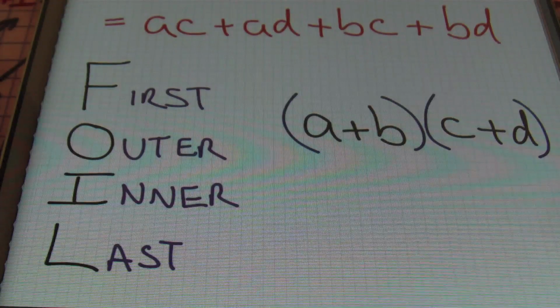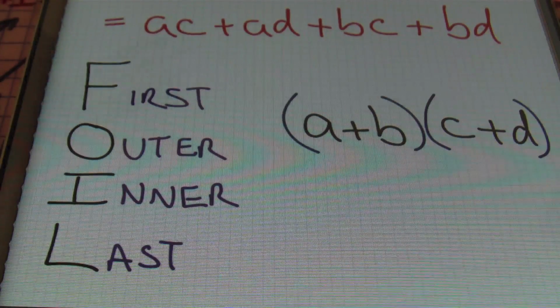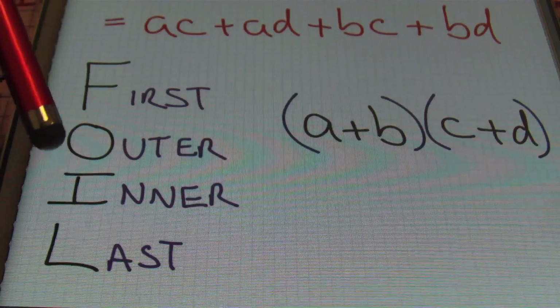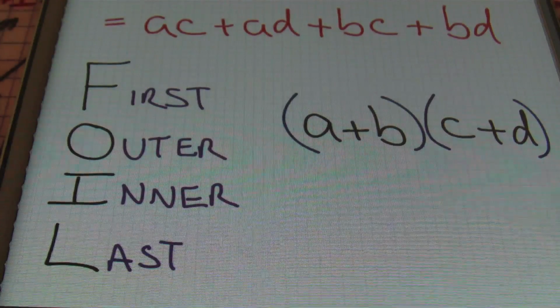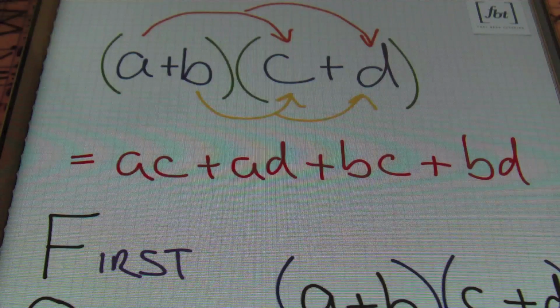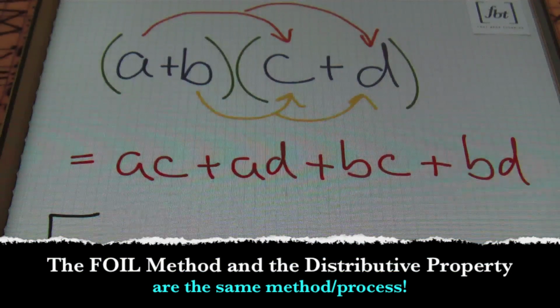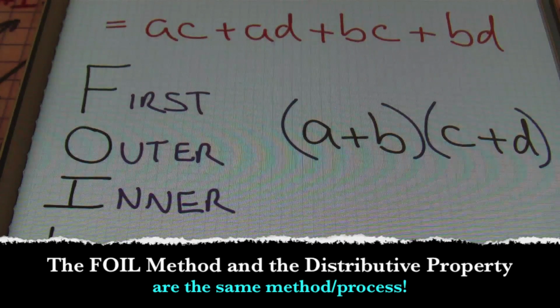Now, I preferably just simply do the distributive property because the FOIL method is just something extra for students to learn, and it's the same thing. That's right. The distributive property, multiplying A times C, A times D, B times C, and B times D is the exact same thing as the FOIL method, ladies and gentlemen.